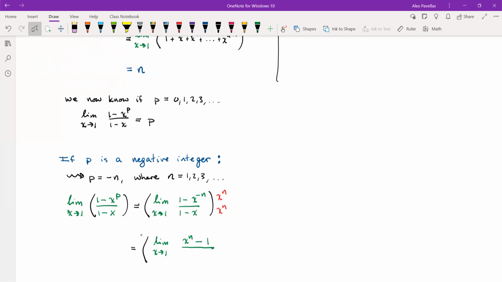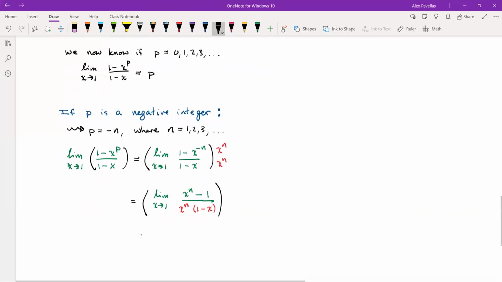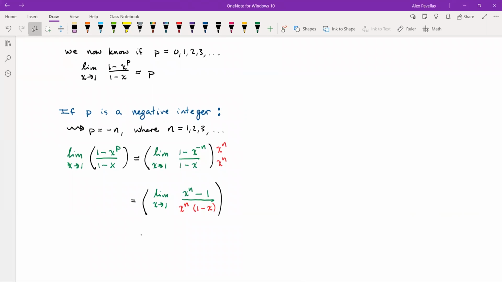And then the denominator, just like with the x case, I'm going to leave the x to the n times 1 minus x. Okay. There we go. All right, so what do we do with all of this stuff? One more little thing here. Now, again, we're going to use the fact that n is a positive integer here, and we're going to break this up into two things.